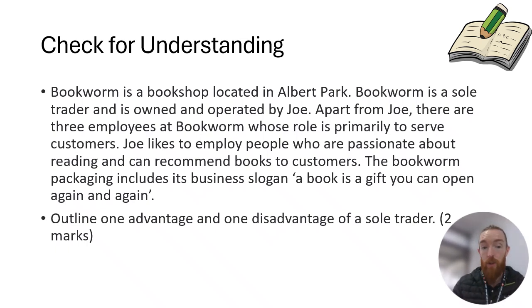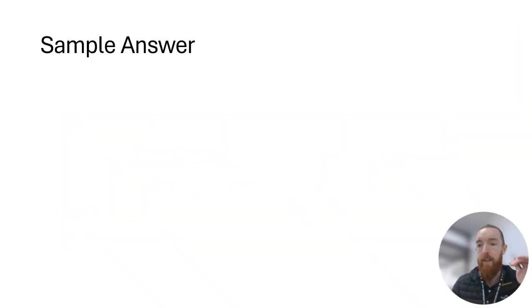So if we look at a case around this, Bookworm is a bookshop located in Albert Park. They're a sole trader, operated by Joe. What we need to do here is to outline one advantage and one disadvantage of a sole trader. So if we need to do that, we need to be able to state the advantage and then go into a little bit more detail about it.